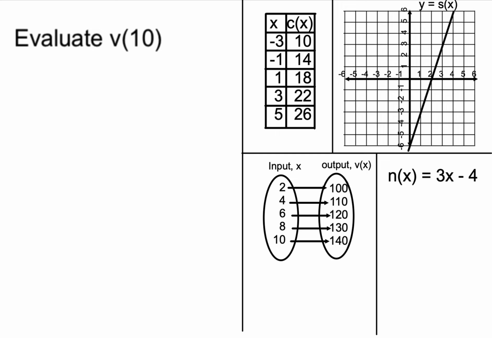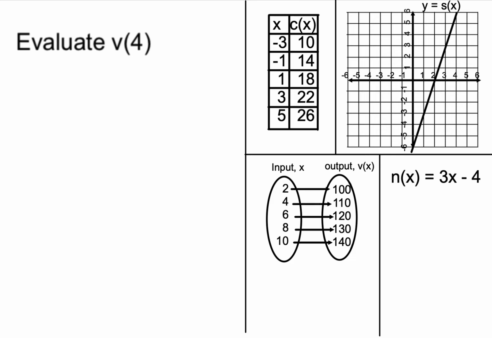Okay, evaluate V of 10. Here's the input of 10. The output is 140. Evaluate V of 4. Here's the input of 4. The output is 110.